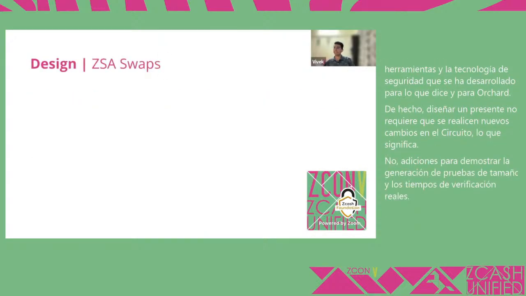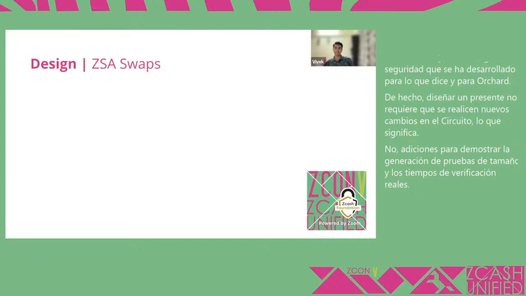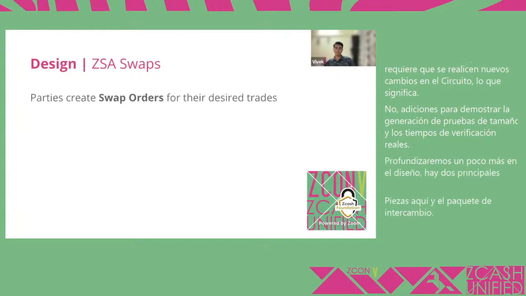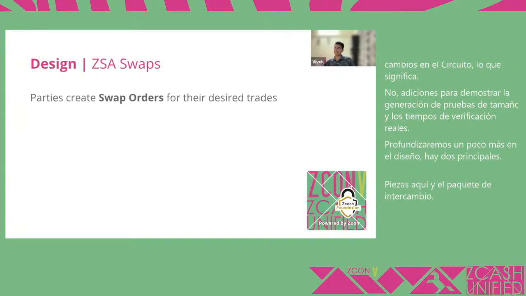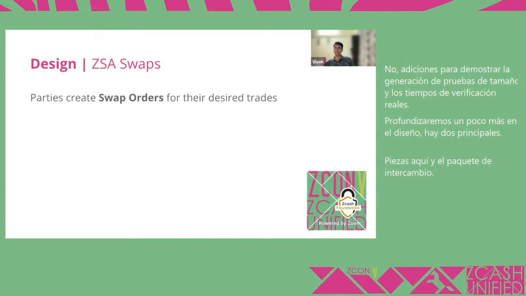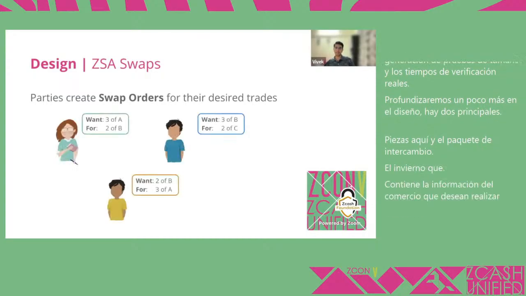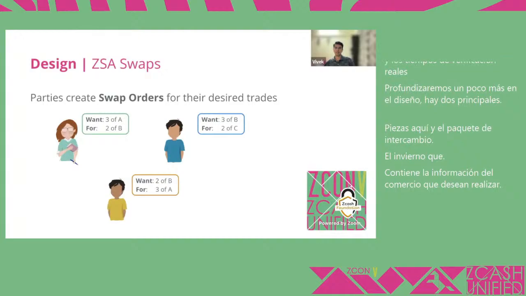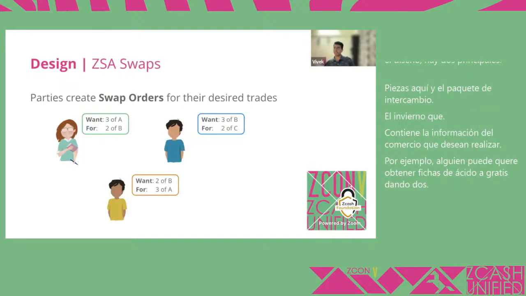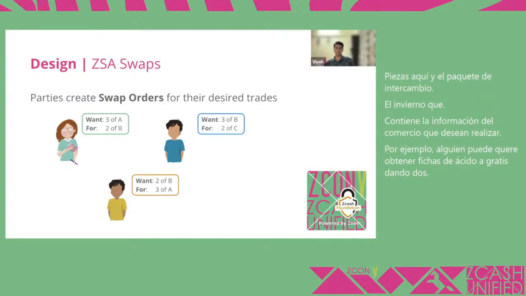We'll now dive a little bit more deeply into the design. There are two main pieces here, the swap order and the swap bundle. So when a party wants to swap some asset for some other asset, they create a swap order that contains the information of the trade they would like to perform. For example, someone may want to get 3 tokens of asset A by giving 2 tokens of asset B. That's represented in the top left figure in my pictorial description.